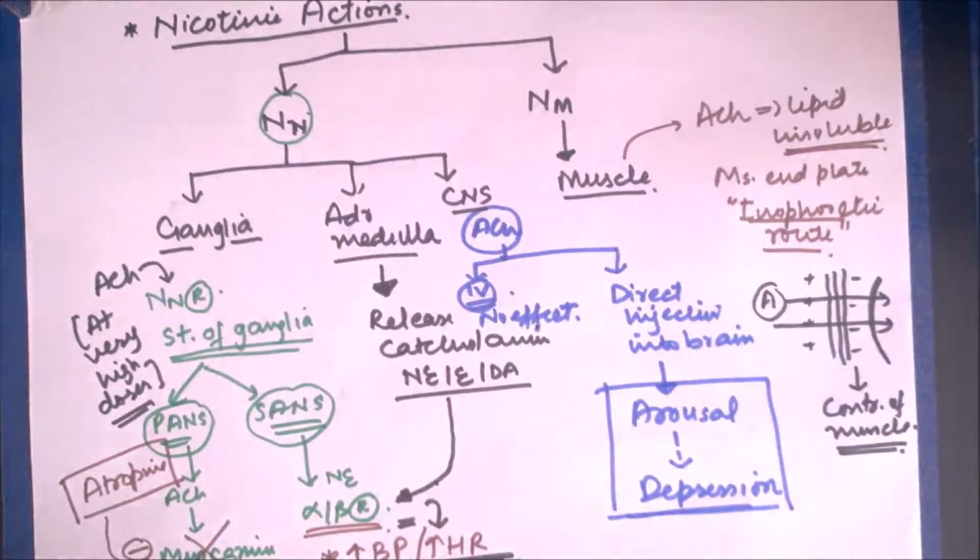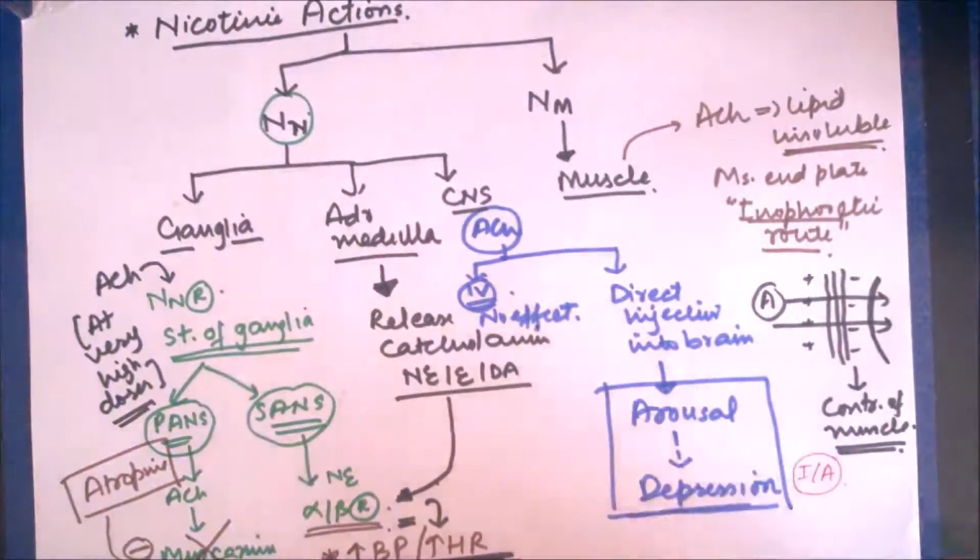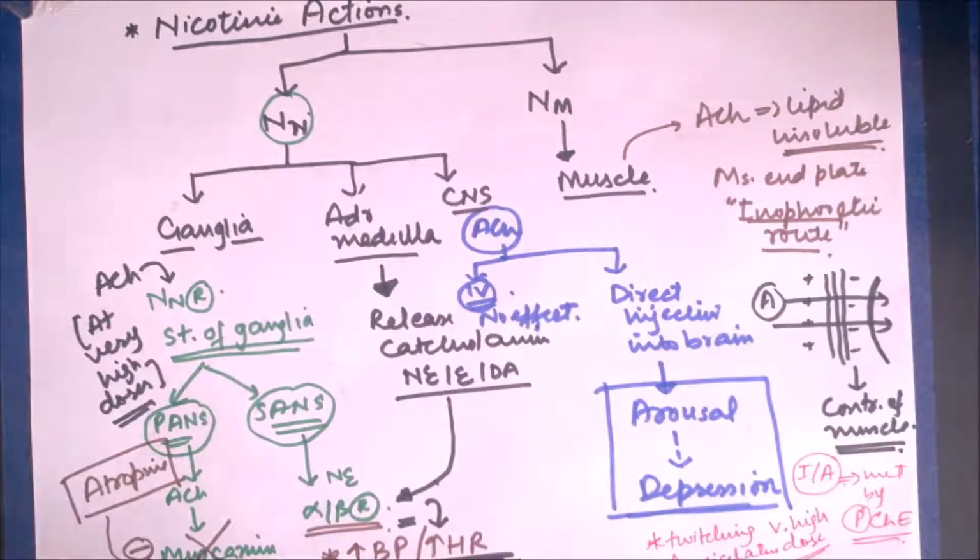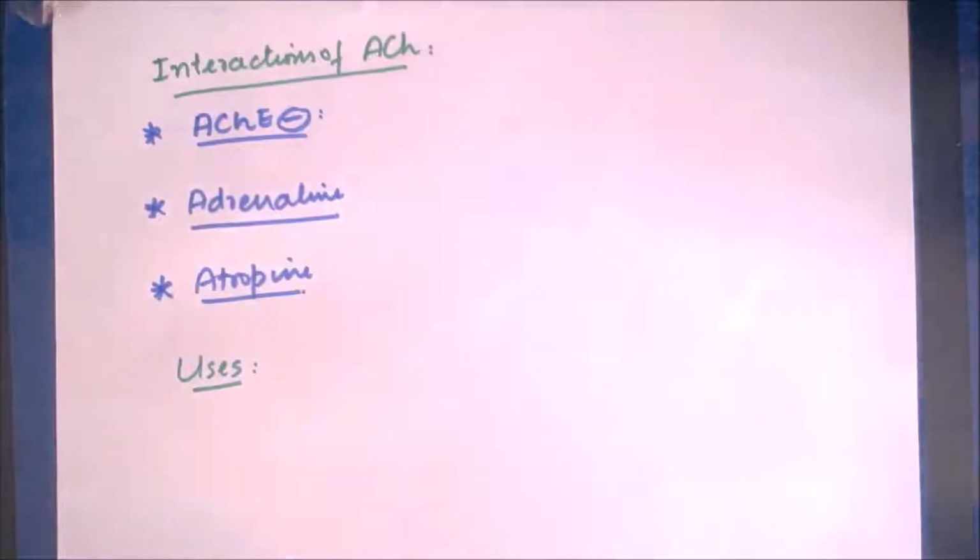Now, if acetylcholine is given by intra-arterial route, first of all, it will be rapidly metabolized by pseudocholinesterase present in plasma. So a very high dose of acetylcholine is required in order to produce this effect. It will produce some twitching and fasciculations. And if it's given by intravenous route, due to sluggish circulation and rapid metabolism by pseudocholinesterase, it will not produce any effect through the IV route.